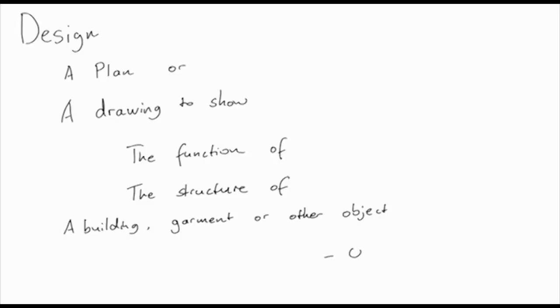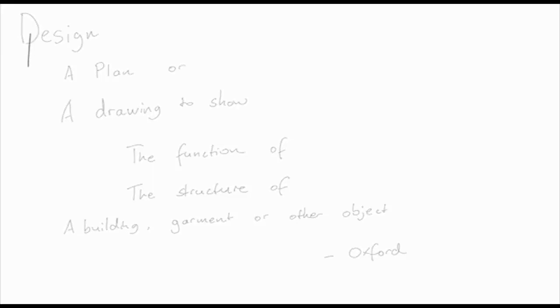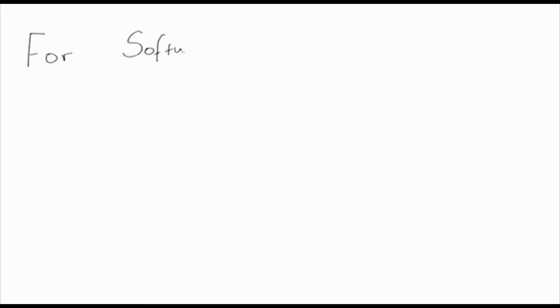What is a design? It's a plan or a drawing to show the function and structure of some building, garment or other object. Or at least that's what the Oxford Dictionary tells us. For software, we actually need to think a bit more carefully about what it is that we're dealing with. For example, what exactly is the object? For software, what is the object?